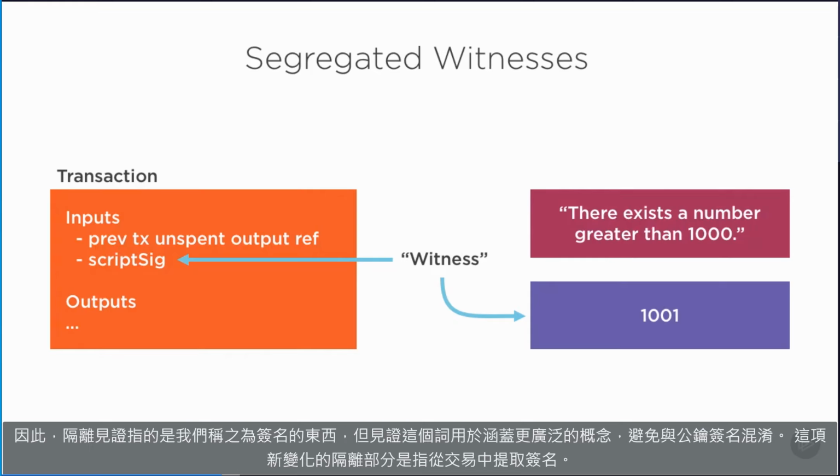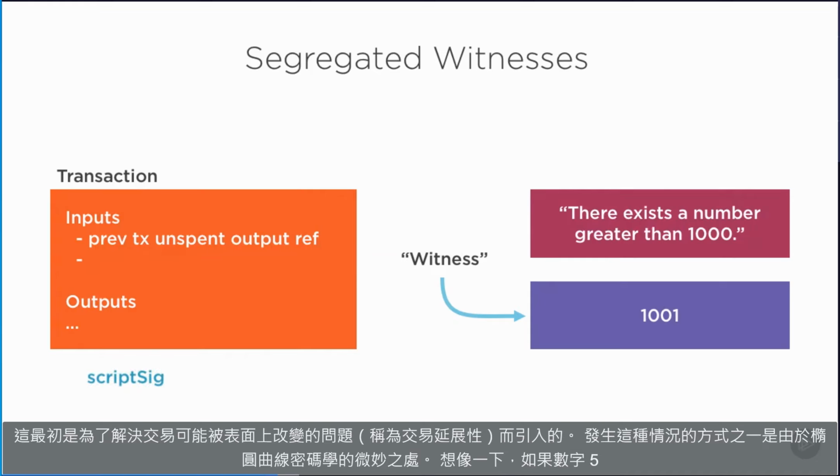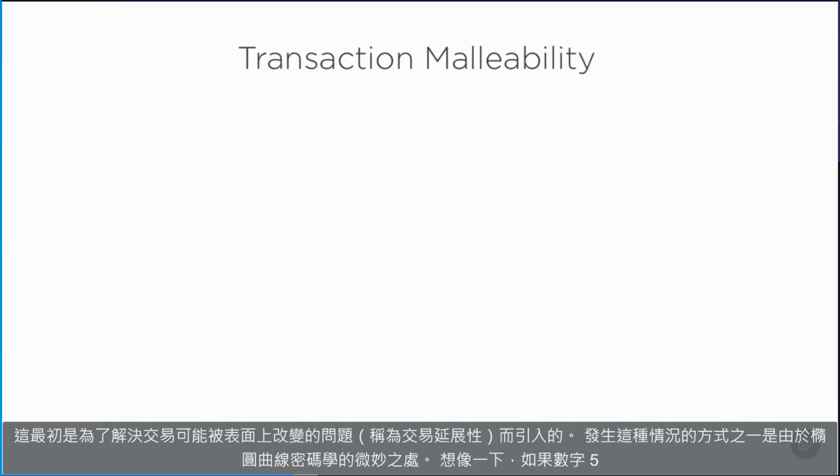So segregated witness is referring to the thing we've been calling a signature, but the word witness is used to cover the broader concept and avoid confusion with public key signatures. The segregating part of this new change refers to pulling the signatures out of transactions. This was originally introduced to solve a problem where transactions could be superficially changed, called transaction malleability. One of the ways this occurs is due to a subtlety in the elliptic curve cryptography.